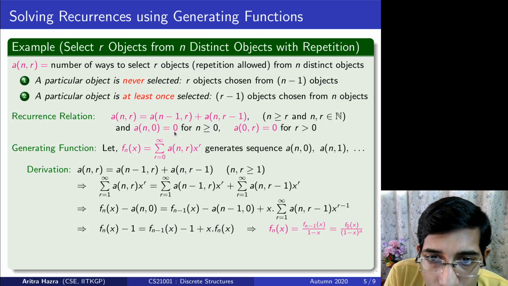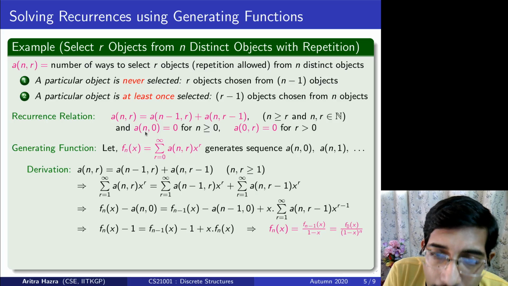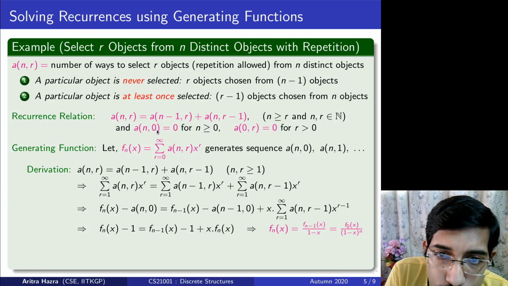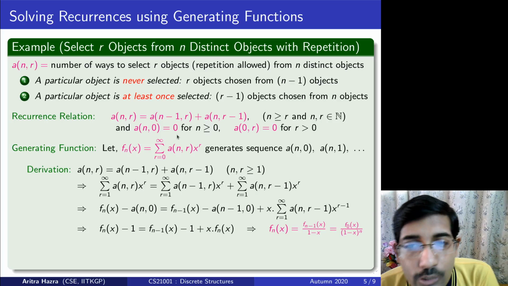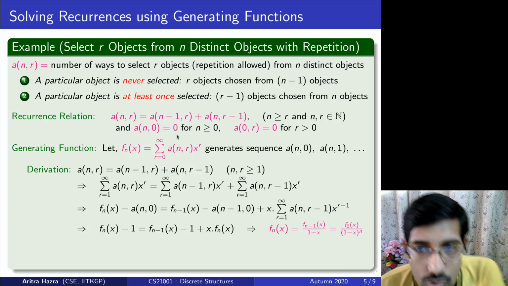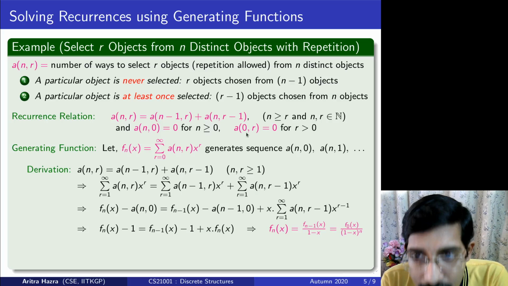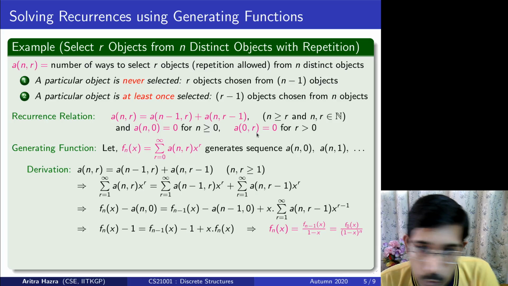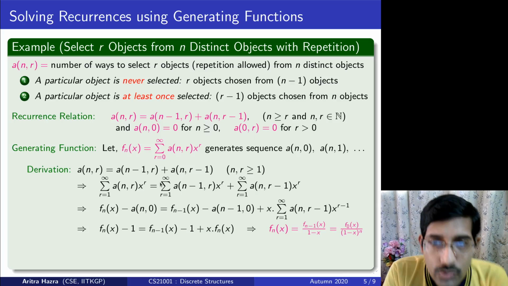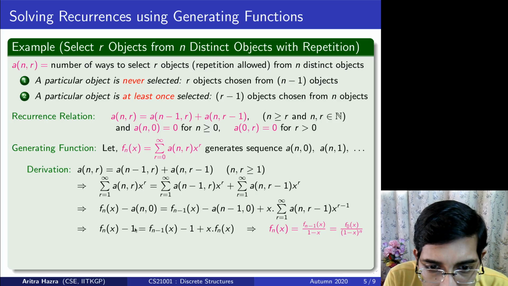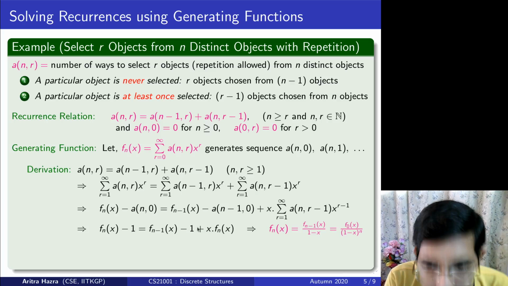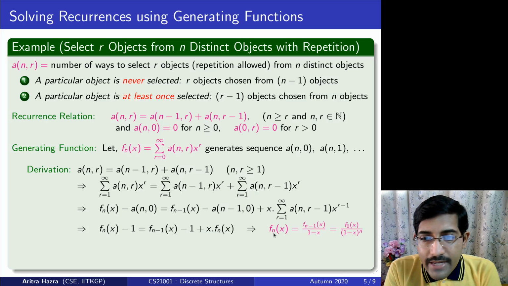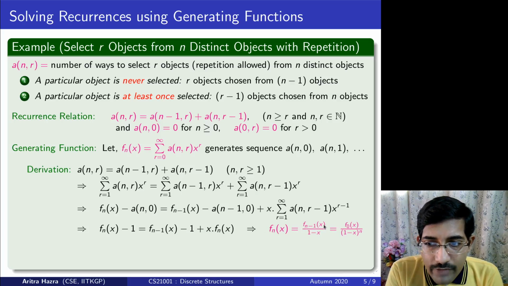Just a clarification: this is wrong. This should be 1, because if I give you n objects and you need to choose none of them, there is one way, that I do not take anything. Whereas if there are 0 objects and you have to choose something, there is no way to do that. So this should be 1. This is a mistake, so that is why this is 1.